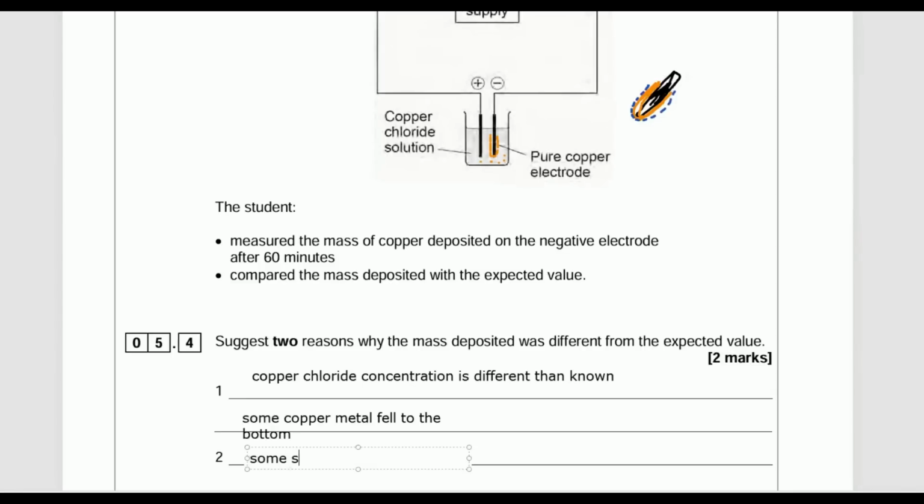So we might say some solution, it might not be water, it's copper chloride. So some solution is on the electrode. It hasn't been dried properly. You should dry it with a paper towel. Again, when you dry it, you might flake copper off, so some copper might fall off when drying. There's all sorts of reasons why it might end up less than expected, but I think that's a difficult question.